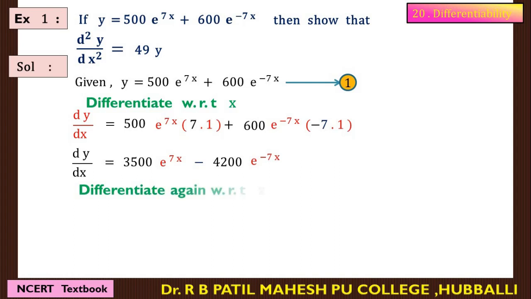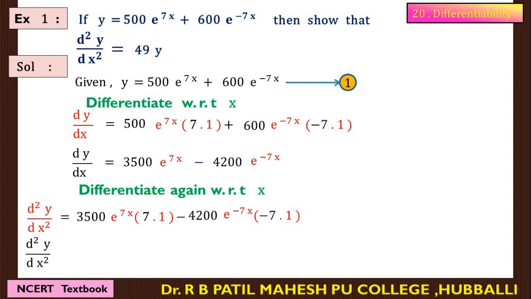So next, again differentiating this function with respect to x, we get the double derivative, that is d square y by dx square on the left side, equal to 3500 constant number as it is, and e raised to 7x using the composite rule, same function into 7, that is e raised to 7x into 7, minus 4200 as it is constant. Again differentiating e raised to minus 7x, you will get the same function e raised to minus 7x into minus 7 into 1.